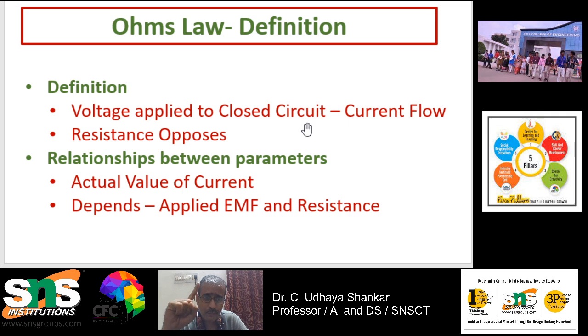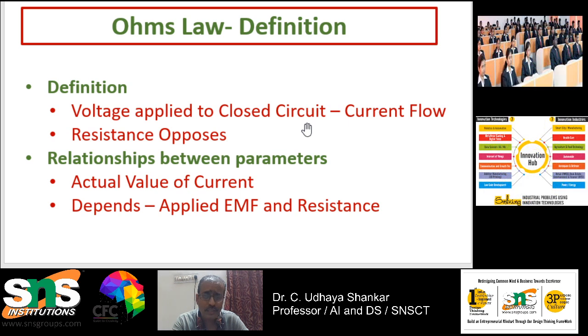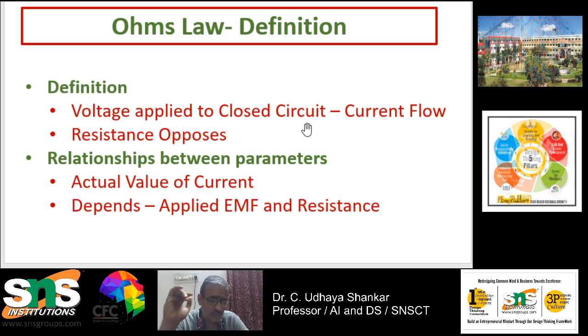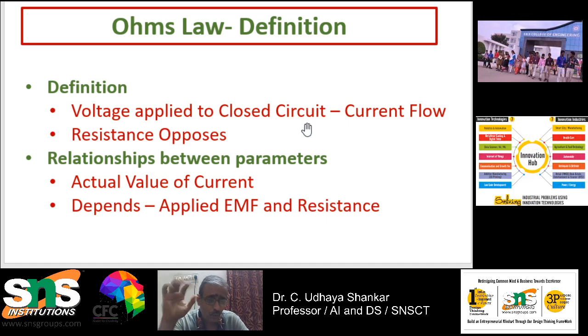When the temperature remains constant, current flowing through a circuit is directly proportional to the potential difference across the conductor. What do you mean by potential difference? It is nothing but the EMF or voltage. Mathematically, voltage is proportional to current when the temperature remains constant, or V equals IR, where R is the constant of proportionality and that becomes the resistance. Hope you are all clear.